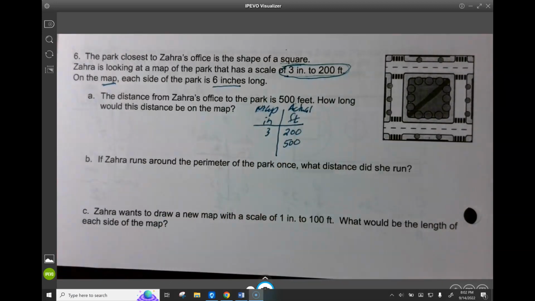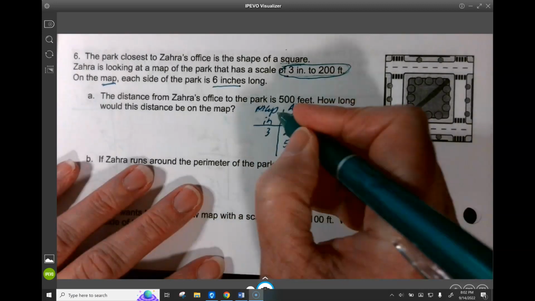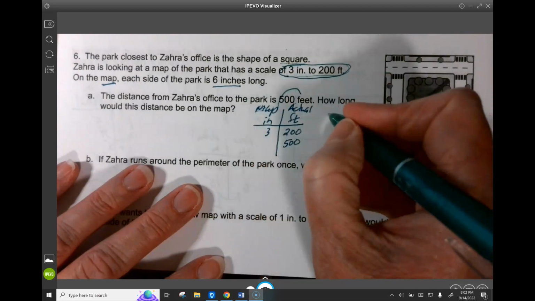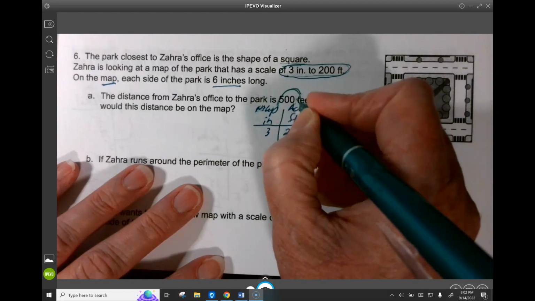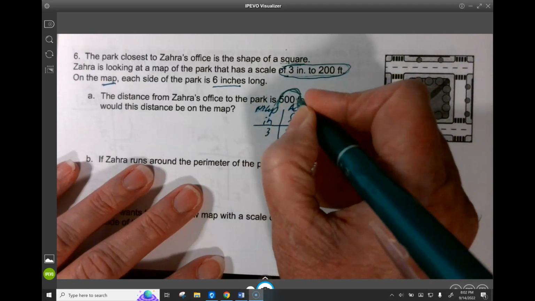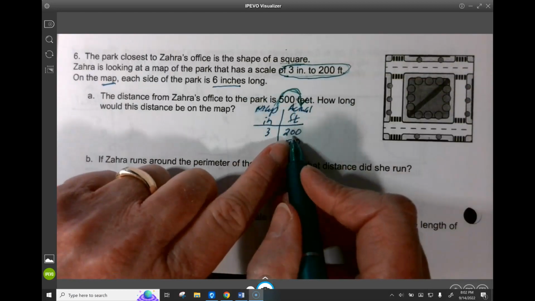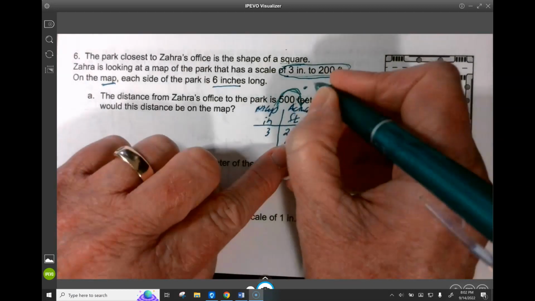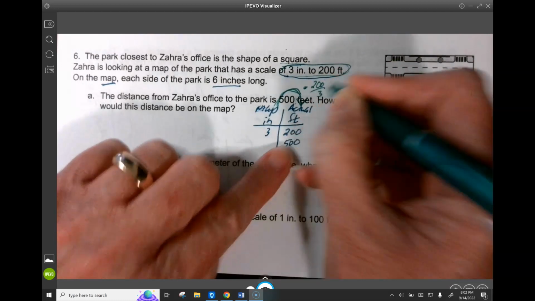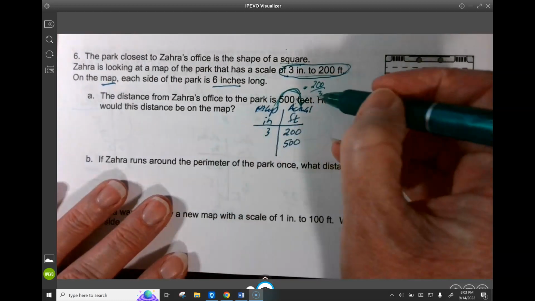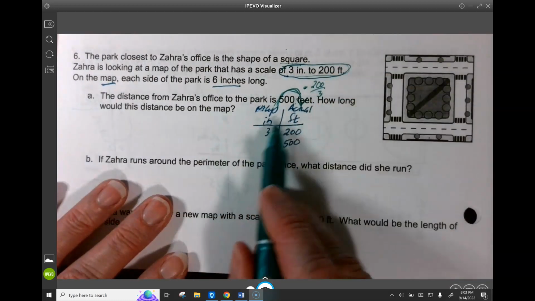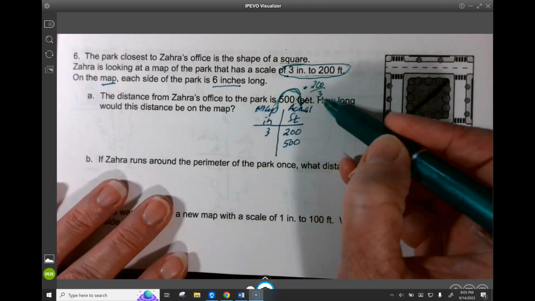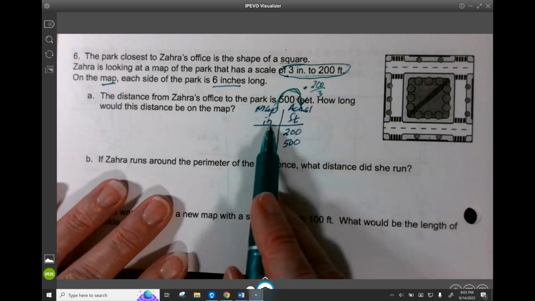Okay? So if I go from map to actual, can you see me up here? I'm writing up here. If I go this direction, notice it's going to get bigger. So I would multiply times 200 over 3, because these are my only 2 options. It's either going to be 3 over 200 or 200 over 3. Well, the actual park is going to be bigger, so I'm going to multiply by 200 over 3. So that's what I would do if I'm going from map to actual.